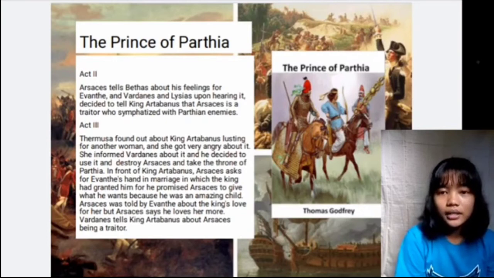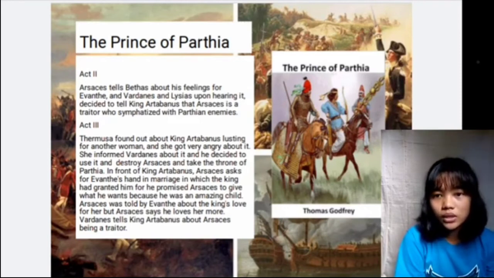In Act 3, Thermosa found out about King Artabanus lusting for another woman, and she got very angry about it. She informed Vardanes about it, and he decided to use it and destroy Arsaces and take the throne of Parthia. In front of King Artabanus, Arsaces asked for Ivan's hand in marriage, which the king granted, for he promised Arsaces to give what he wants because he was an amazing child.